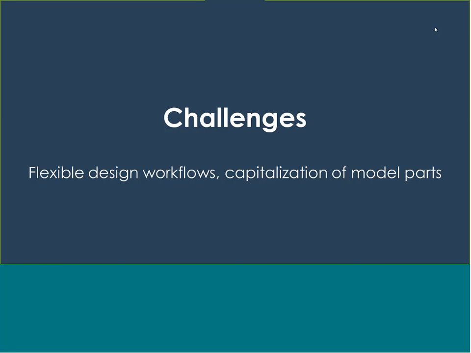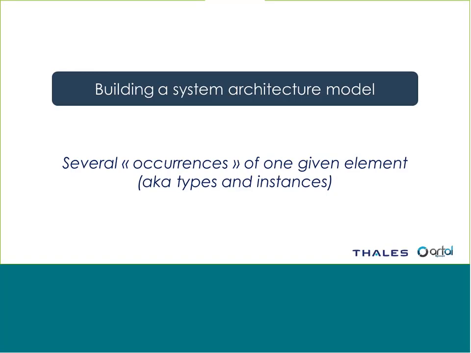So first of all, before diving into the replicable element mechanism, I'm going to explain what were the challenges that we had to face. The first of these challenges is building a system architecture model. In general, we struggle with managing several occurrences of one given element. This is commonly known as types and instances, and I'm going to explain a little bit why this is not as simple as just types and instances.